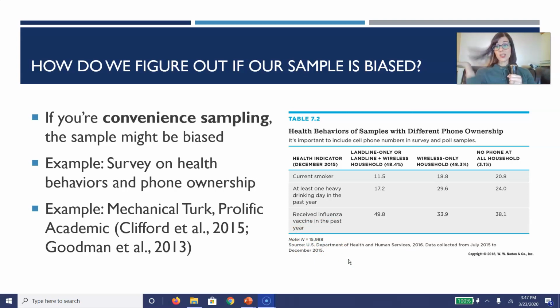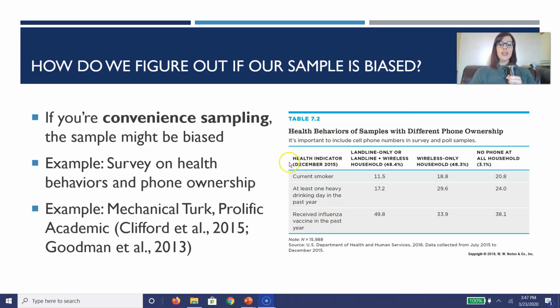15,988. That is a great survey with large N. Do not forget that just because something is large N, we like large N, we want large N for Christmas, just because we have large N doesn't mean that our sample is unbiased. We have to look at the sampling method.